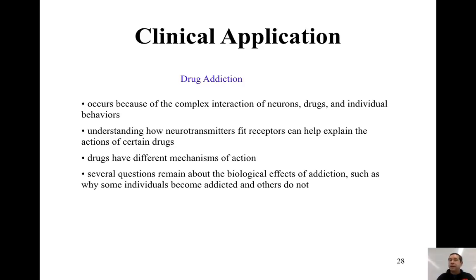Drug interaction is a very complex process, so we still have a lot of questions about why some individuals become addicted and others don't. We're starting to see that there is a genetic basis to that, and identifying specific genes, for instance, as well.